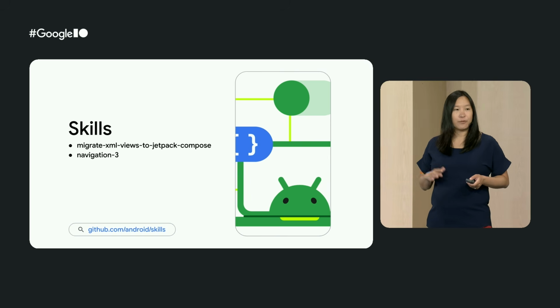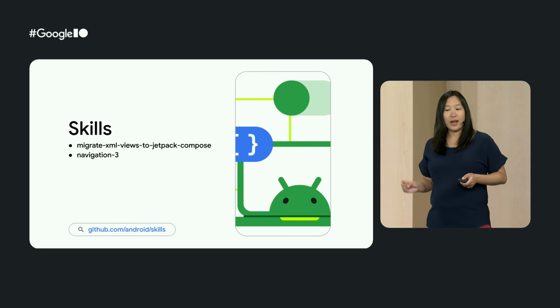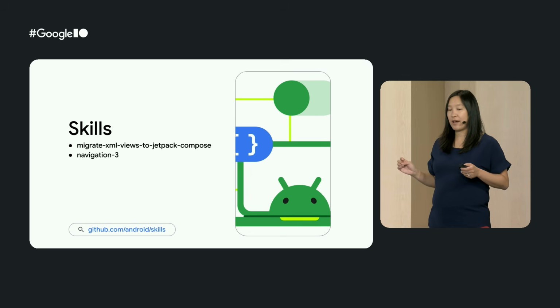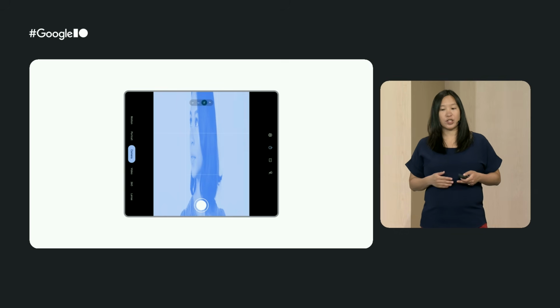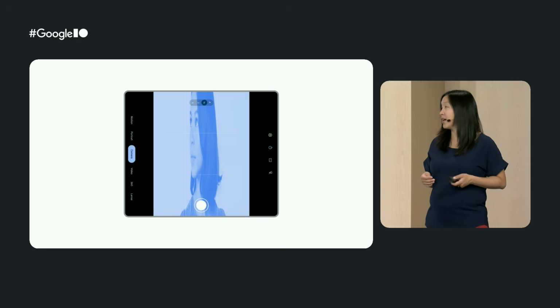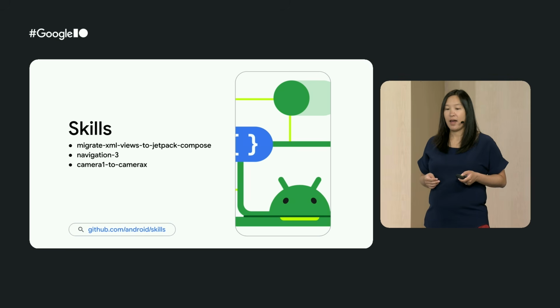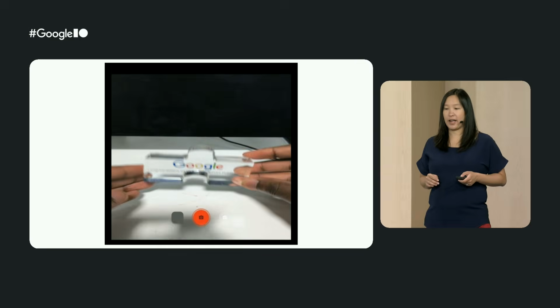We've talked about the benefits of Navigation 3. If you're ready to update, we have a Navigation 2 to Navigation 3 migration skill. And for those stretched and squashed camera preview issues we mentioned, CameraX can fix them. And we have a Camera1 to CameraX skill to have all those state changes handled automatically. So let's take a look at that skill in action.